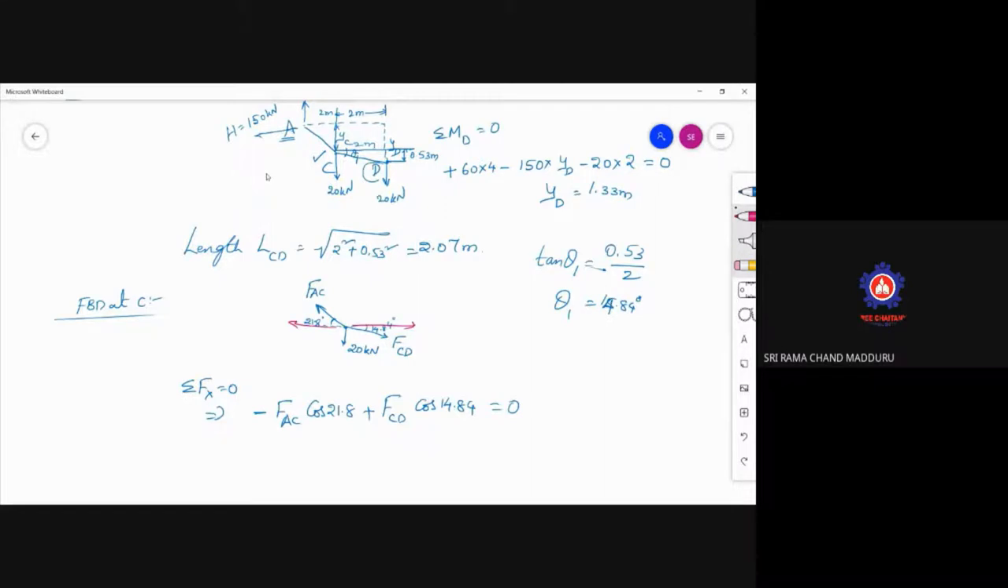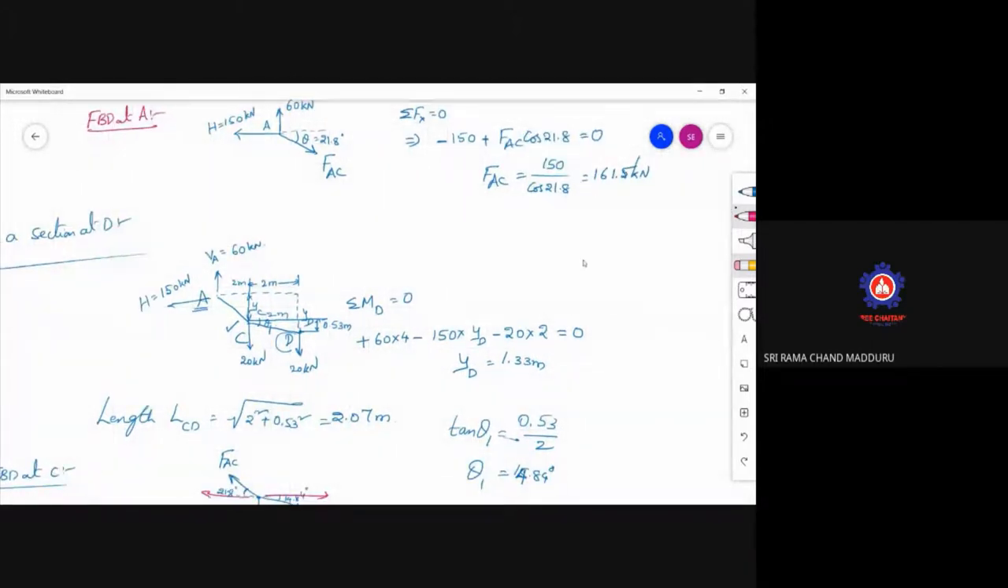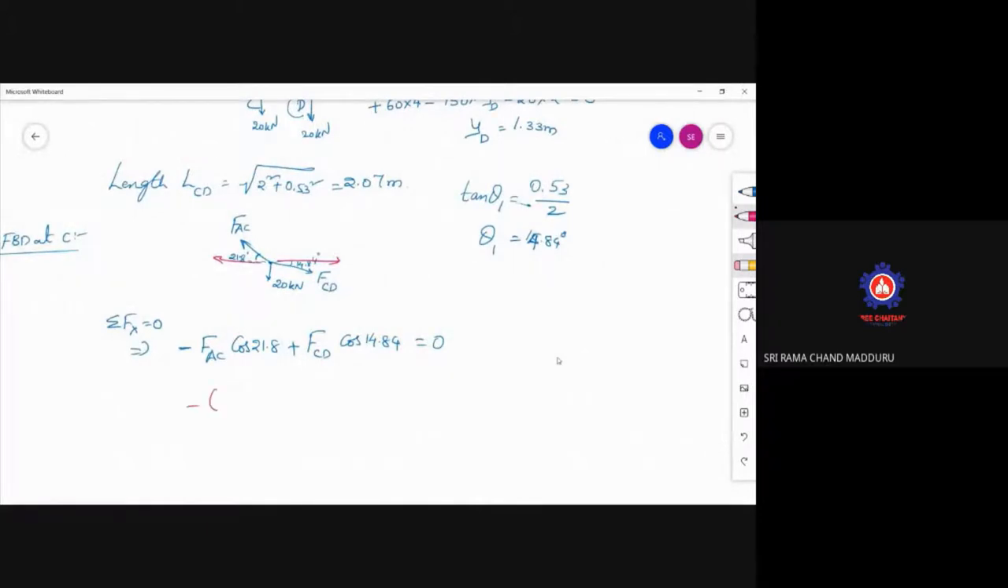So here, in the previous step, you got the FAC value, force in AC. What is the force in AC? 161.5. So FCD value can be obtained: 155.17. So FCD is the tension force in the cable, 155.17 kilonewtons. Now this purpose is over. Now go to joint D.